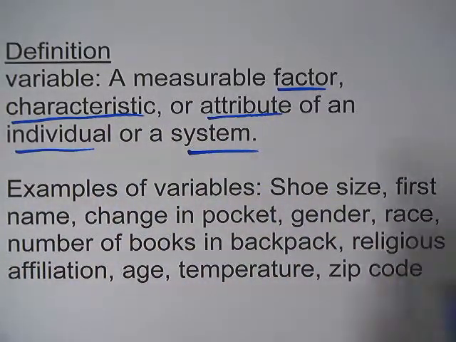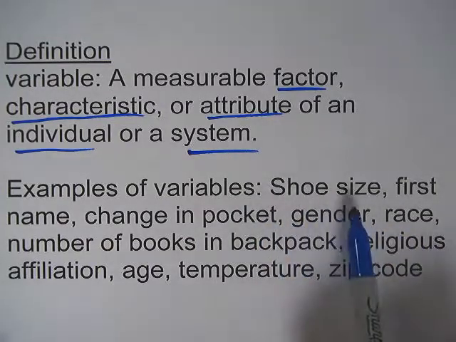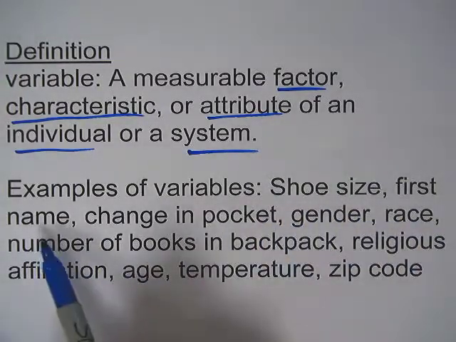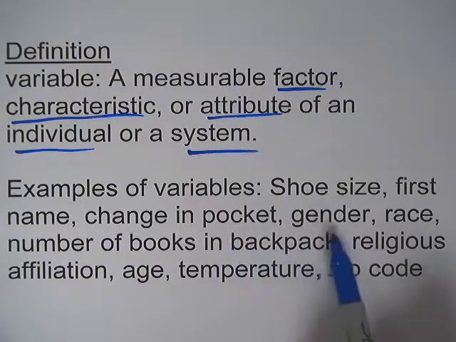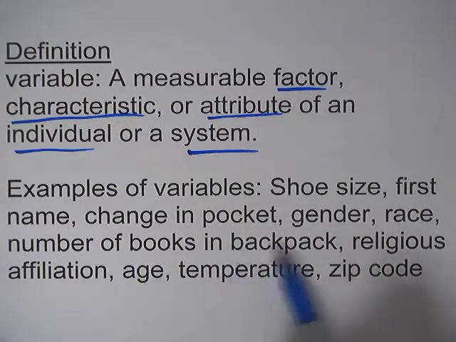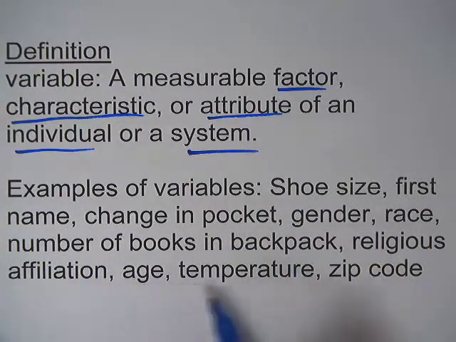Some examples of variables: shoe size, first name, change in pocket, gender, race, number of books in backpack, religious affiliation, age, temperature, zip code. Those are all possible variables. And variables then produce data.